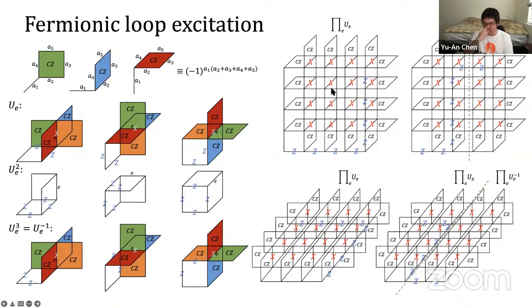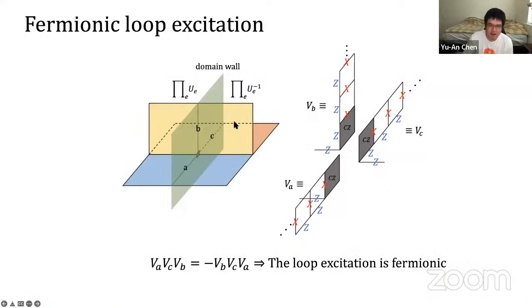Now I try to add an orientation reversal domain wall here. If I add the green line here, on the left I apply UE, the operator for loop excitation, and on the right hand side, I apply the inverse. Due to the difference in the location of the Z operator, there's some Z operator appearing around this domain wall. So this Z operator is important to make sure that on the domain wall there is some line excitation, which is fermionic statistics. Yeah, so let me show you clearly how to verify this.